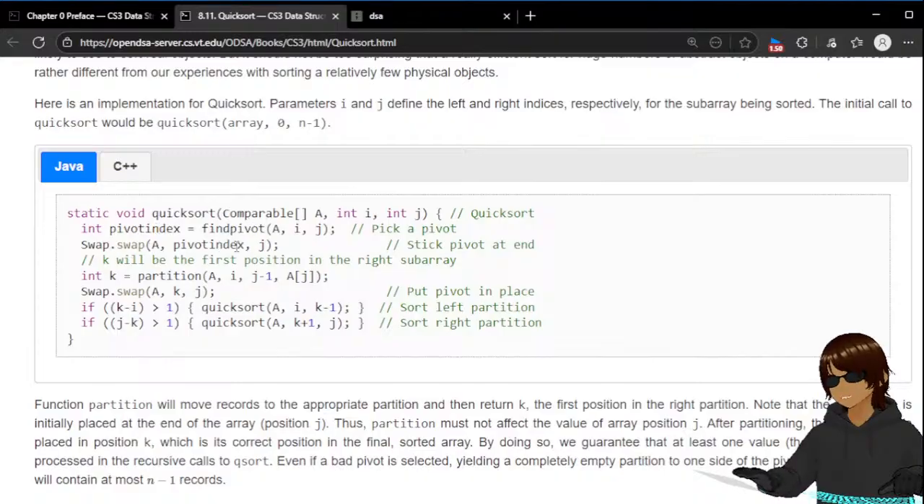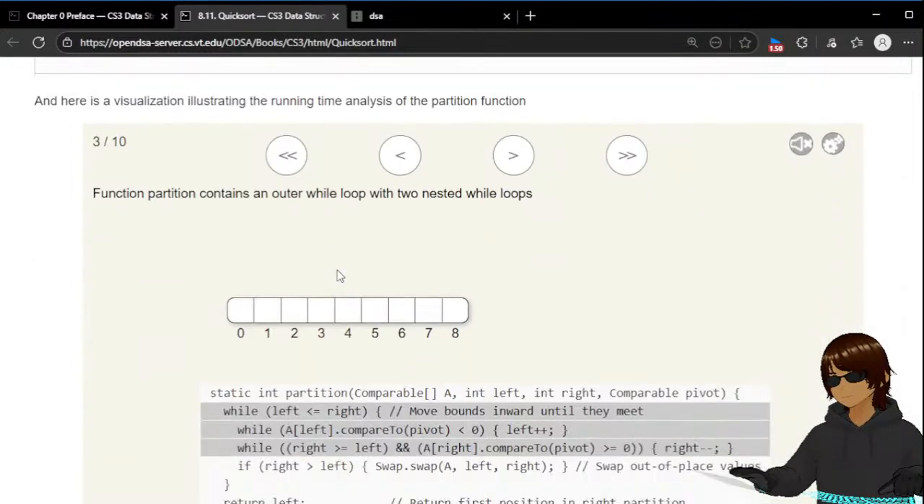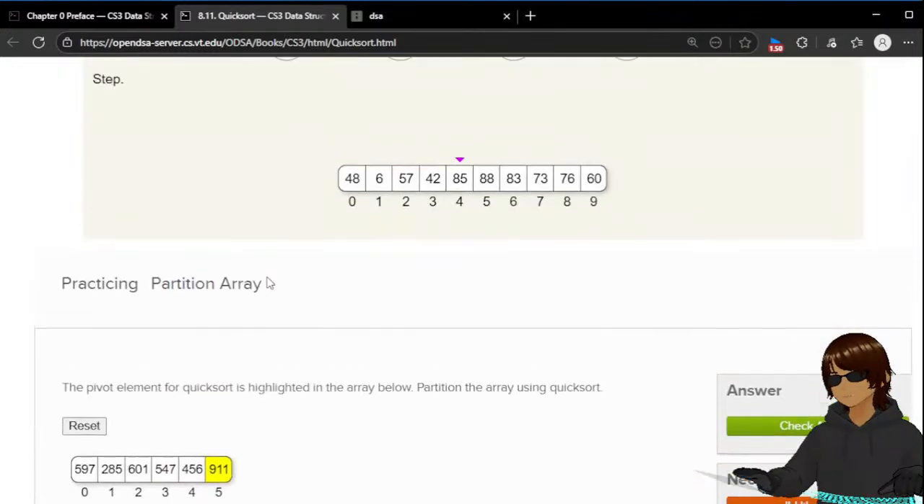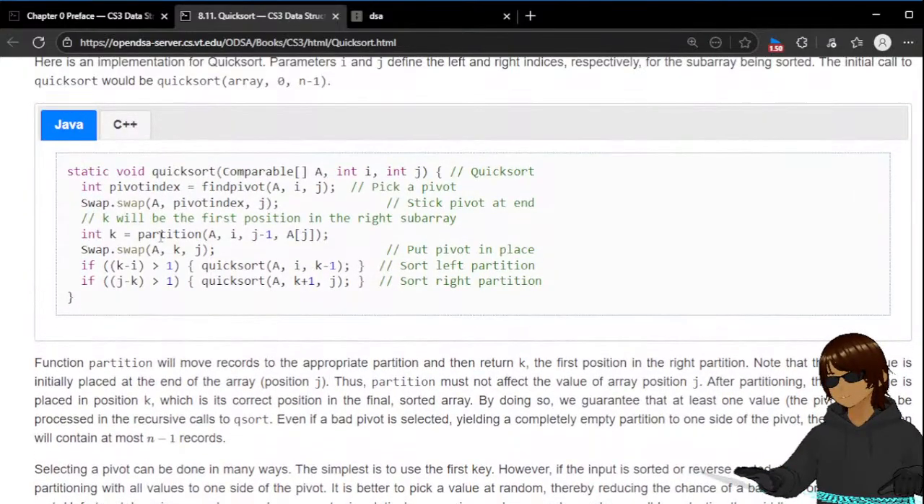Swap A in pivot index. Stick pivot at end. K will be the first. Okay, so they put the pivot at the end for some reason. And then they put the pivot back. Start what they do. Quick sort the left partition. And then sort the right partition.